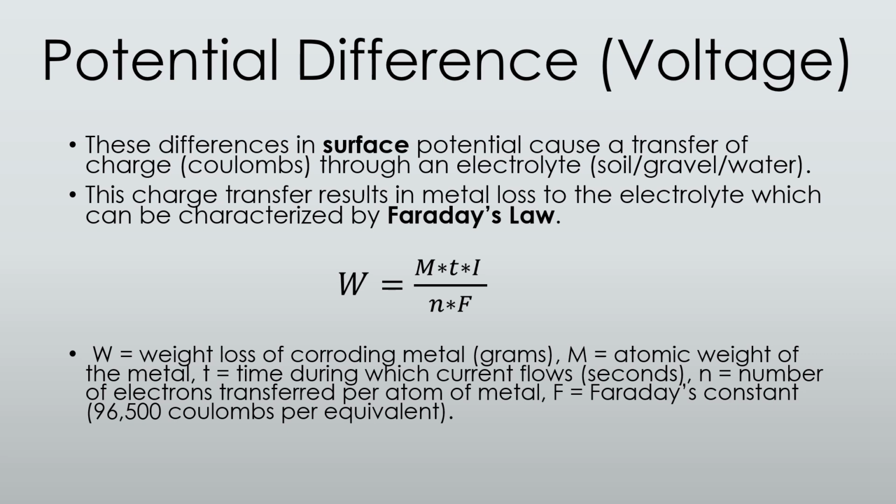These differences in surface potential cause a transfer of charge, coulombs, through an electrolyte: soil, gravel, and water. We must have an electrolyte present, which I'll show later on, in order for this charge transfer to occur. This charge transfer results in metal loss to the electrolyte, which can be characterized by Faraday's law. I will let you read through all the variables.